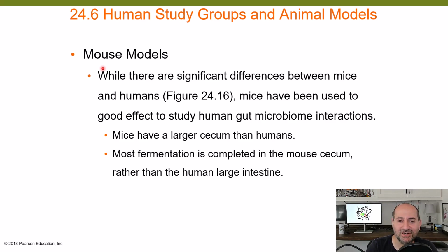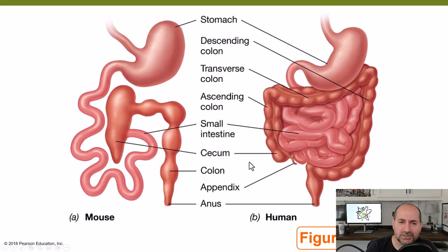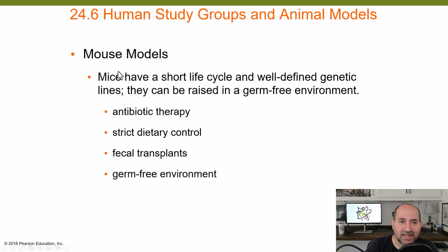It's really interesting stuff. Now, keep in mind that mice, although a great model organism, have a larger cecum than humans, and a lot of the fermentation is done in the cecum rather than the large intestine as in humans. Here you can see a juxtaposition of the mouse gut on the left and the human gut on the right, and you can see the more predominant cecum of the mouse versus the human. But other than that, the mouse is a great model organism.